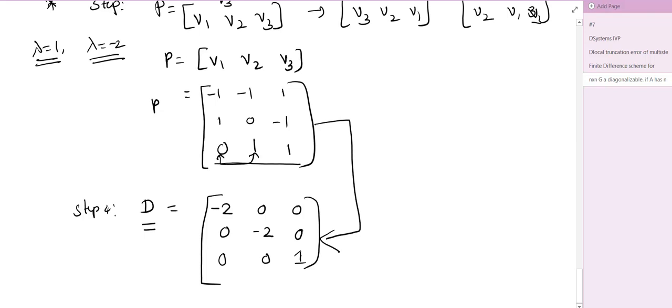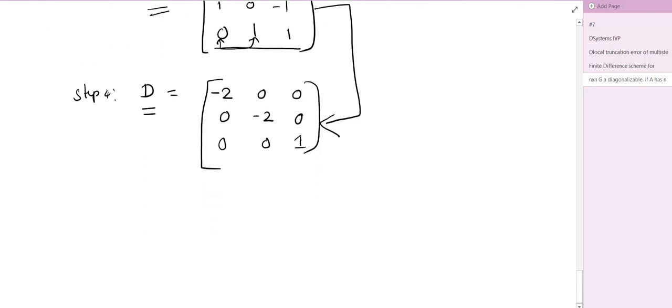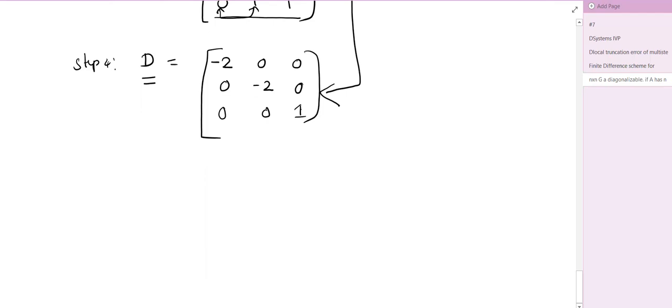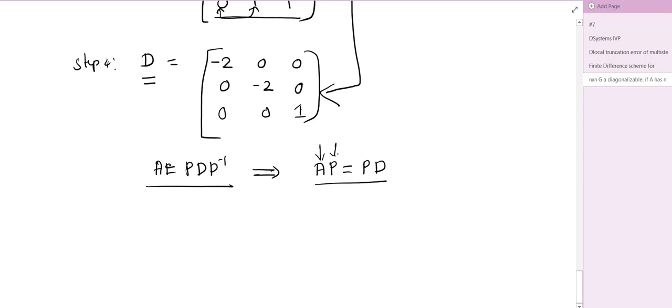Okay. Once we construct D, the final thing is, instead of finding P inverse, we can check AP, because you know that A will be equal to PDP inverse. Instead of finding P inverse and multiplying all three to check whether our diagonalization is proper, we can check A into P, which is equal to P into D. If both are equal, then our diagonalization is correct.